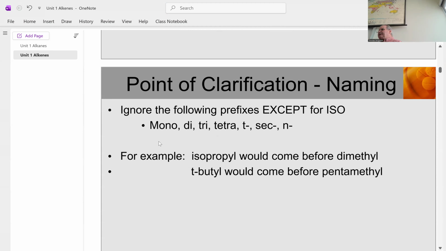Now, if you remember from Monday when we were naming the chemicals, we put them in alphabetical order, like on the branch naming. You have to ignore the number of them. In other words, di, tri, tetra, that doesn't come into the alphabetizing. Only the main part, like ethyl, propyl, methyl. One exception is iso, like isopropyl or isobutyl. The I is not ignored in that one.